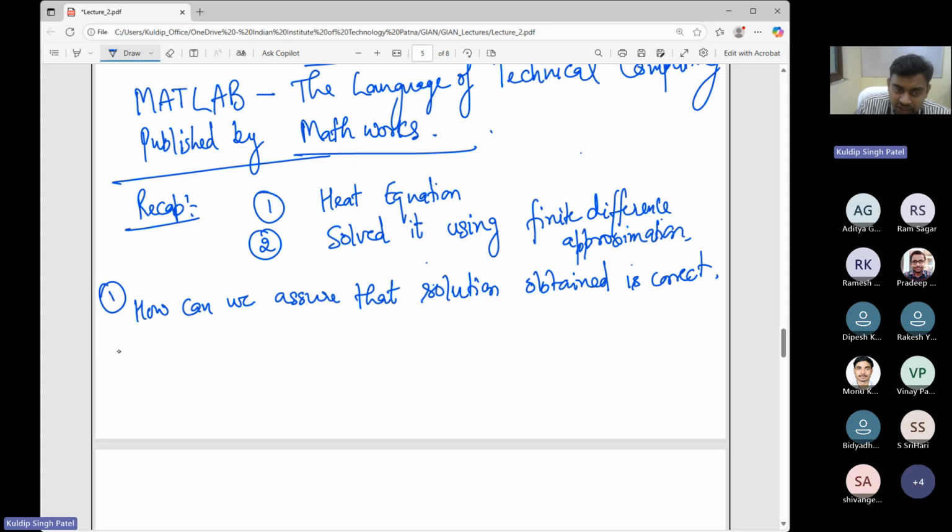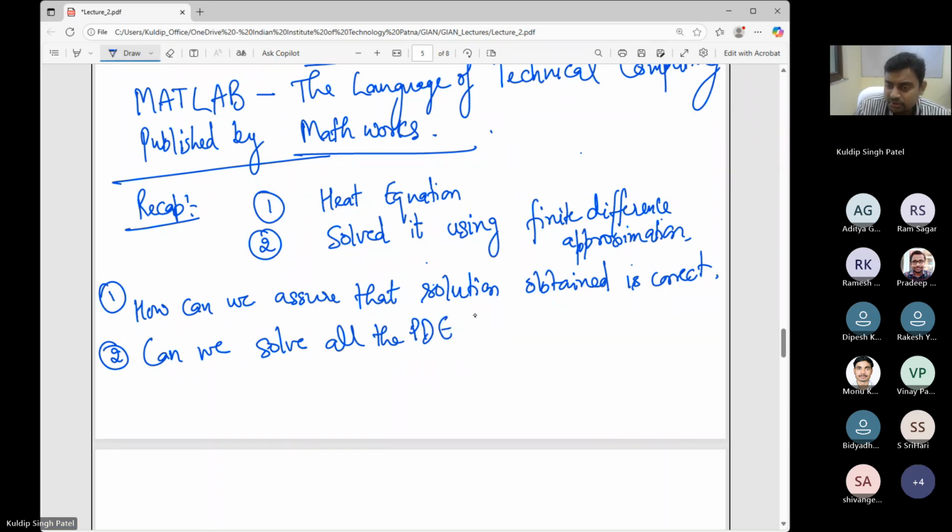Second, can we solve all the PDEs by this technique? This is also a question. These are not very tough questions. How can you guarantee that whatever solution you obtained is a correct, accurate solution? And another one is, can you solve all the PDEs by using this technique?